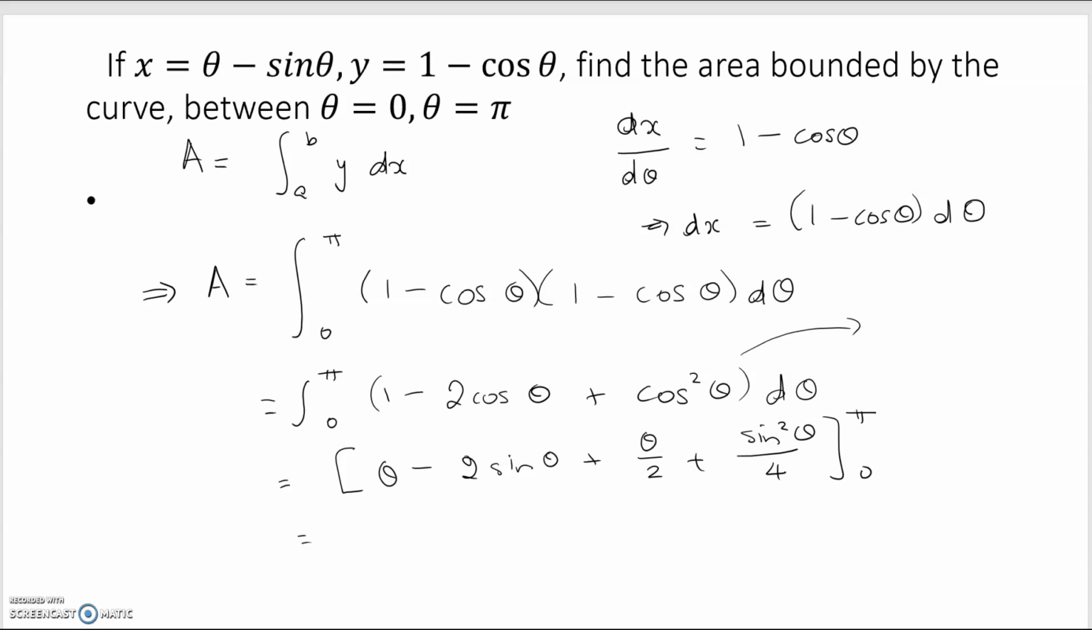And number crunching. So your final answer would be 3 pi over 2 square units. And that's that.